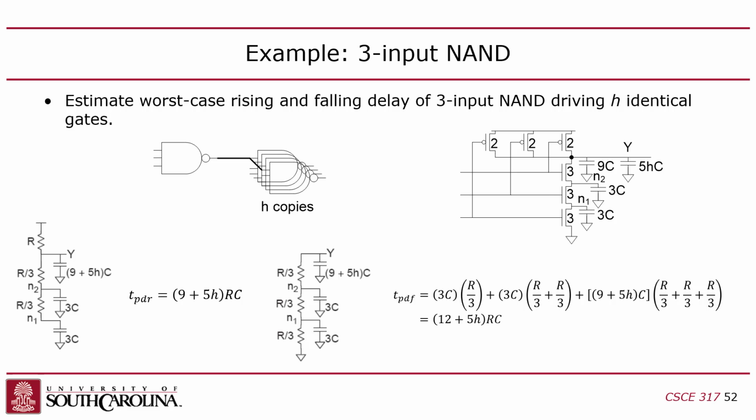So what's the difference? Well, this pull-up delay is 9 plus 5H times RC. This one is 12 plus 5H times RC. So even though I had bigger transistors in the pull down, because they were in series, my pull down propagation delay is higher than my pull up, right? My falling propagation delay is actually higher than my rising one. So you can see this is why there's a difference between whether I'm pulling up or pulling down.